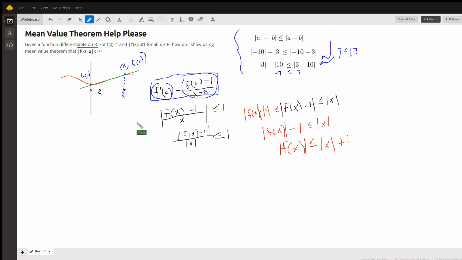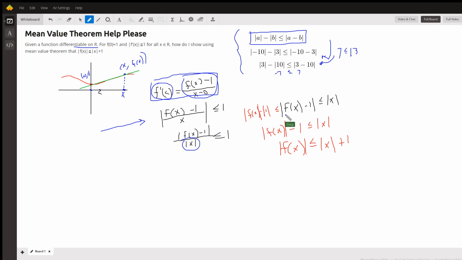And then here's where we start using theorems on absolute value. The absolute value of a quotient is equal to the absolute value of the numerator divided by the absolute value of the denominator, as long as the denominator does not equal 0. And now we can multiply both sides of this inequality by the absolute value of x without changing the direction of this arrow, because this is a positive number. So that gives us the absolute value of f of x minus 1 is less than or equal to the absolute value of x.